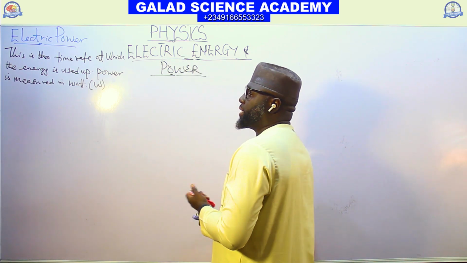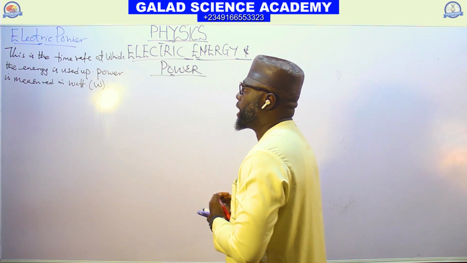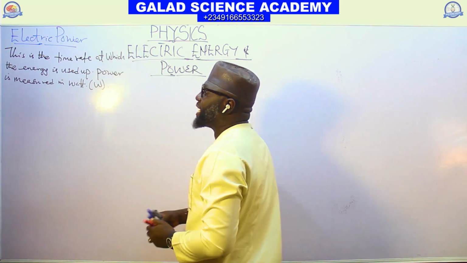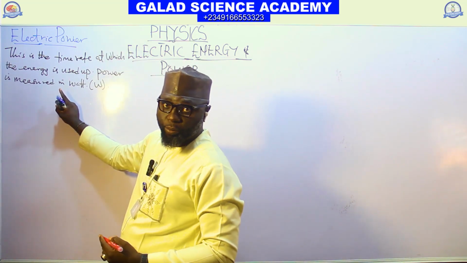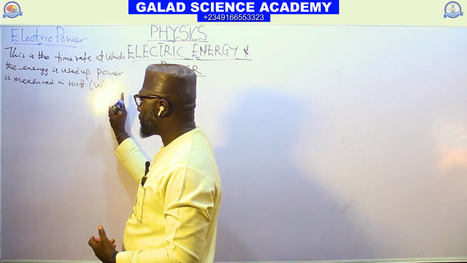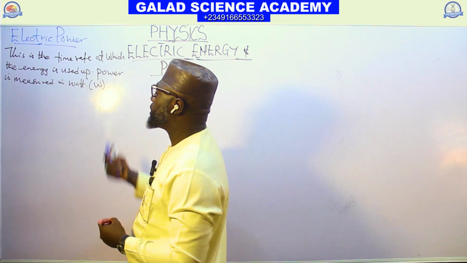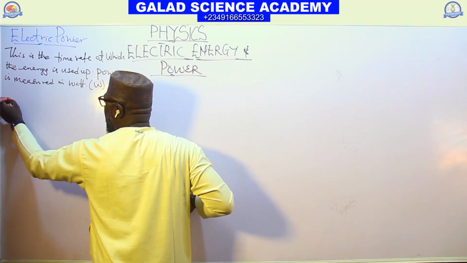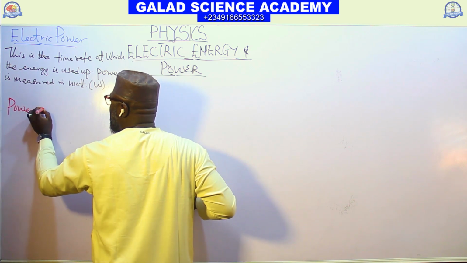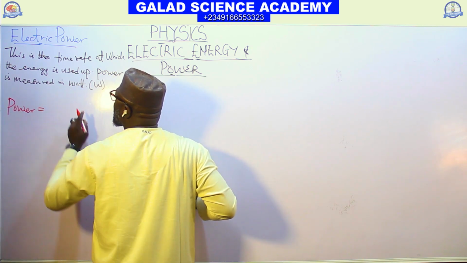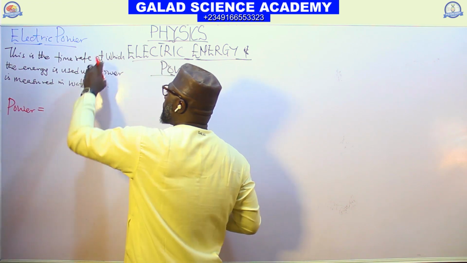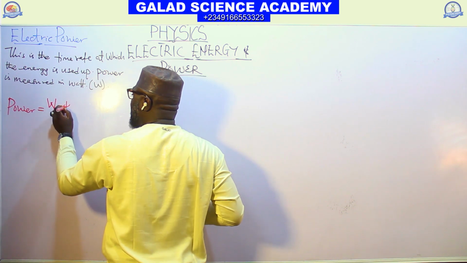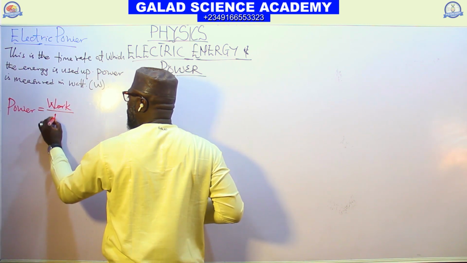So mathematically, power is the time rate of doing work, or the time rate at which electric energy is being used up in a circuit. That is what power is. Mathematically, we can have power equal to work done, or energy used up, over time.